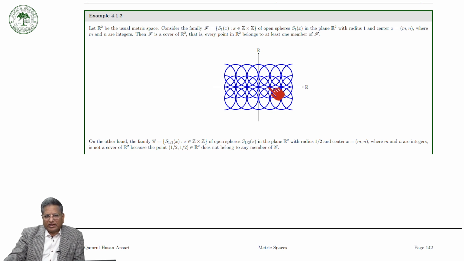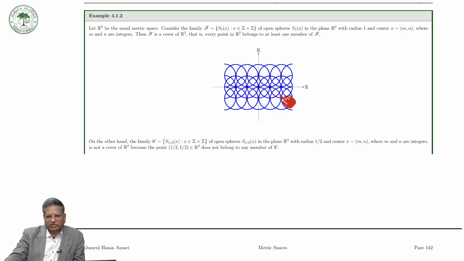Now, if m is equal to 1 and n is equal to 0, then we have this one. This is my open sphere with radius 1 and center (1, 0). Now, if m is equal to 2, n is equal to 0 and radius is 1, then we have this ball. Similarly, we can go the other way. Suppose I have (0, 1) and (1, -1). Then I have this one with radius 1.